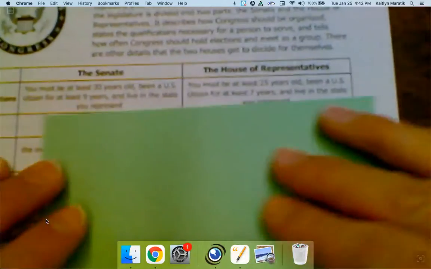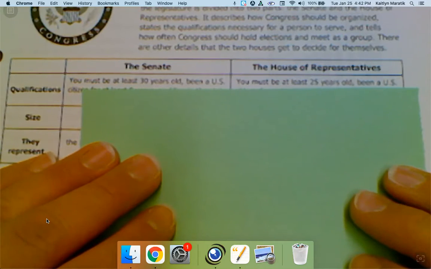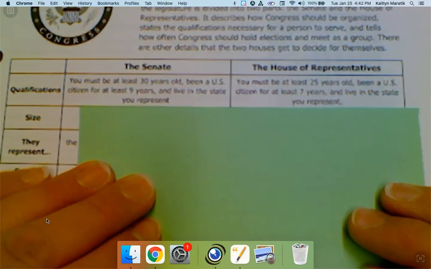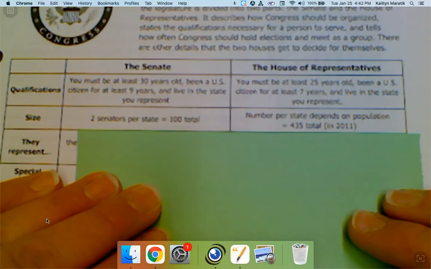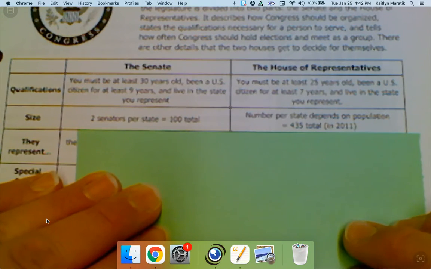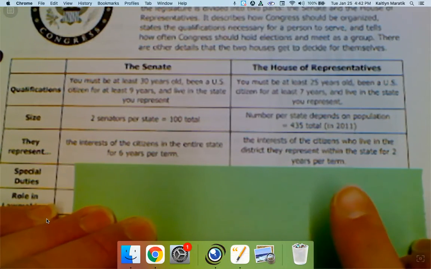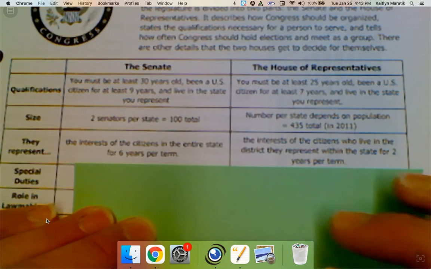So qualifications for the House of Representatives, you need to be at least 25 years old and been a U.S. citizen for at least 7 years and live in the state that you represent. The size, the number per state depends on population. In 2011, it was about 435. I think it's a little bit higher now, like 439 or so. The House of Representatives represents the interests of the citizens who live in the district they represent within the state for 2 years per term. So like each state is broken up into smaller pieces.